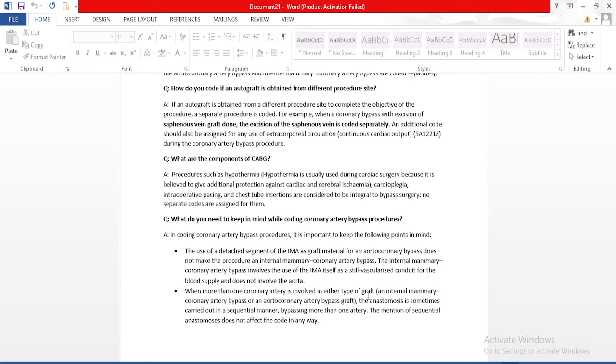An additional code should also be assigned for any use of extracorporeal circulation, continuous cardiac output, during the coronary artery bypass procedure.